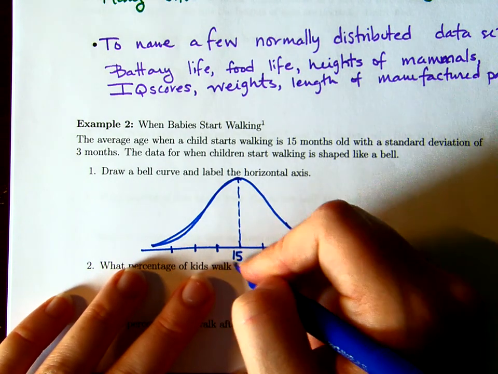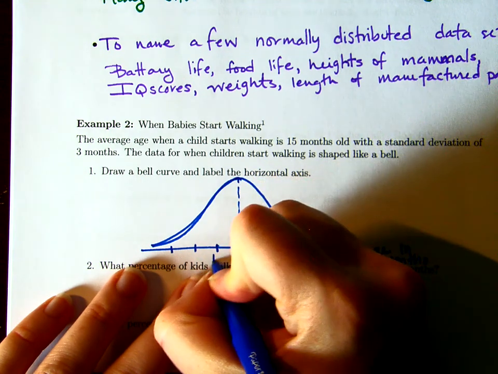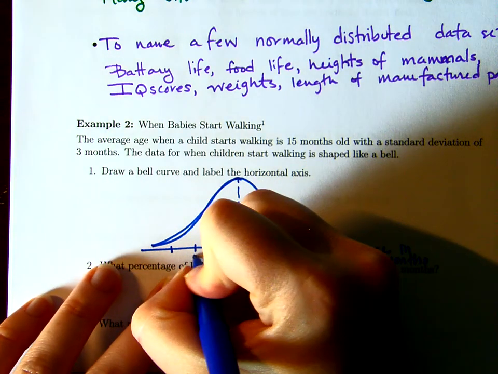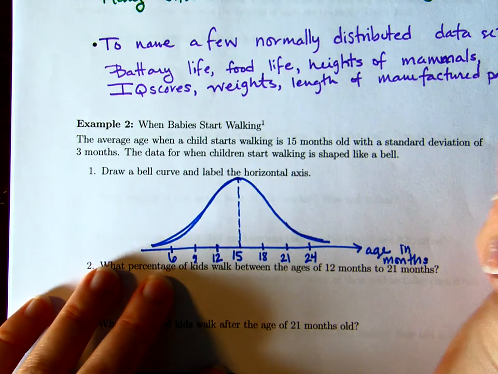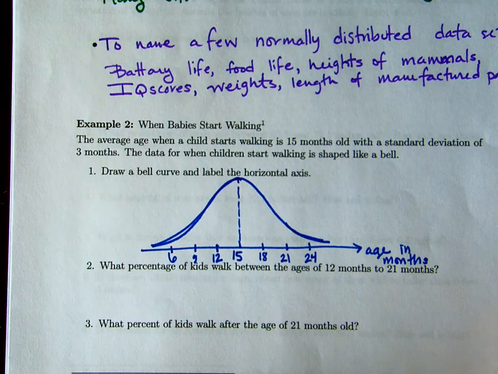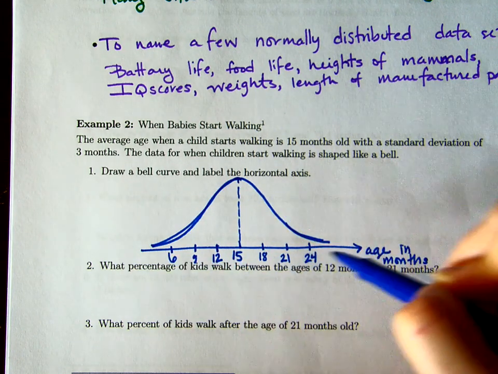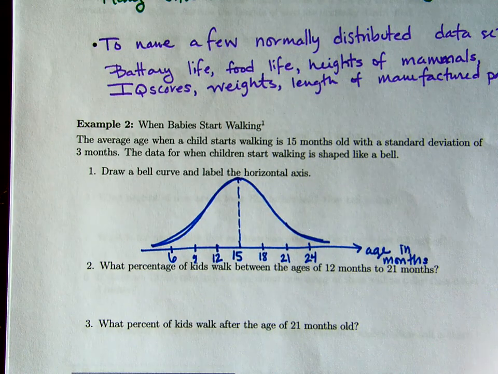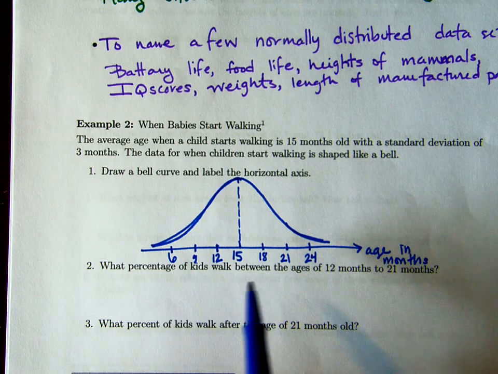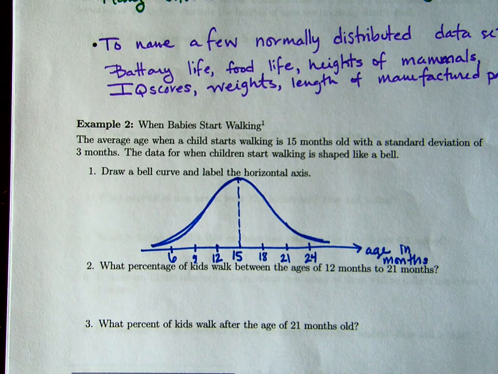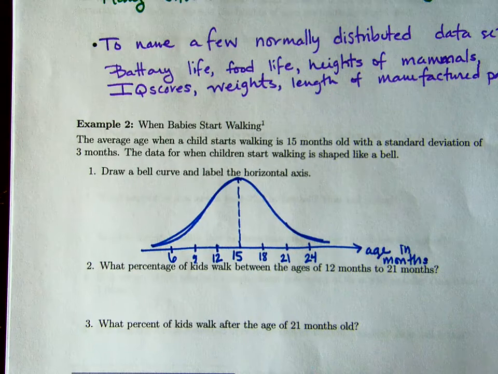3 months before 15 months old is 12 months old. 3 months before that is 9 months old. 3 months before that is 6 months old. Half a year old. Got it. Okay. It says draw a bell curve and label the horizontal. Done. What percentage of kids walk between the ages of 12 months and 21 months?